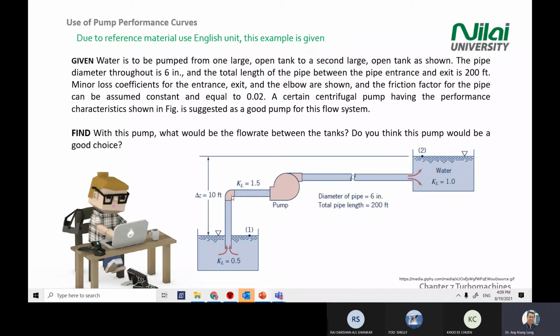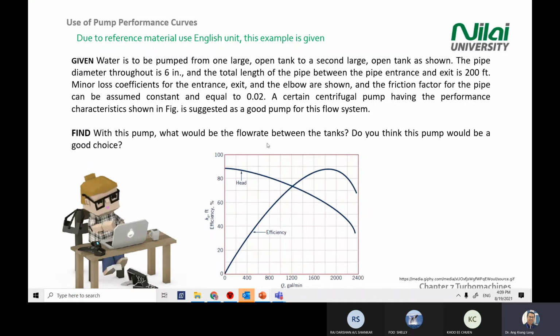Okay, and you have the KL value. Again, when you see the KL value, it means that this one is for minor losses. To calculate minor losses, you will see this in your test tomorrow also. So KL is for minor losses, and then you're given the diameter of the pipe and also the total pipe length and so on.